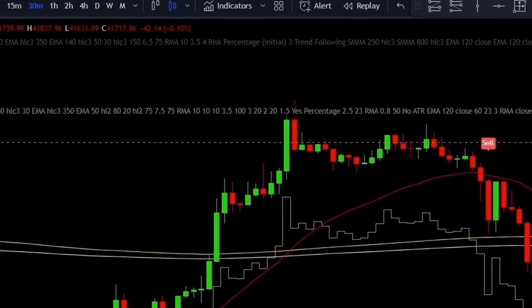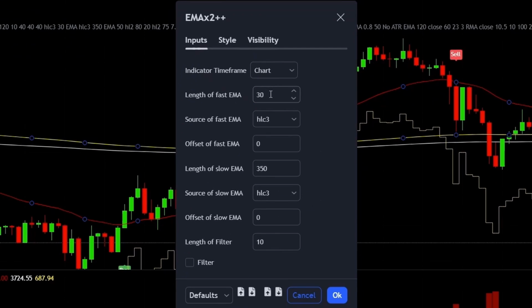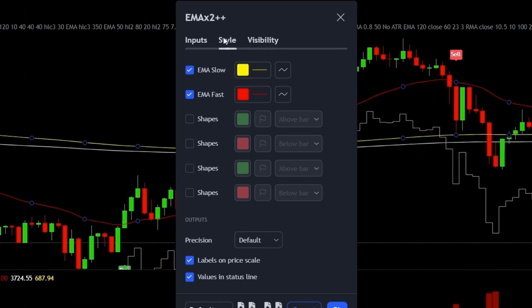Moving on, the exit signal indicator, or EMA crossover. Here I am using a 30 length EMA for the fast EMA and the 350 length EMA for the slow EMA. I am using a source of HLC3 for both of these. I also turned off the filter as we won't need that. In the style section, I changed the slow EMA to yellow and the fast EMA to red. This way we can see them easily.